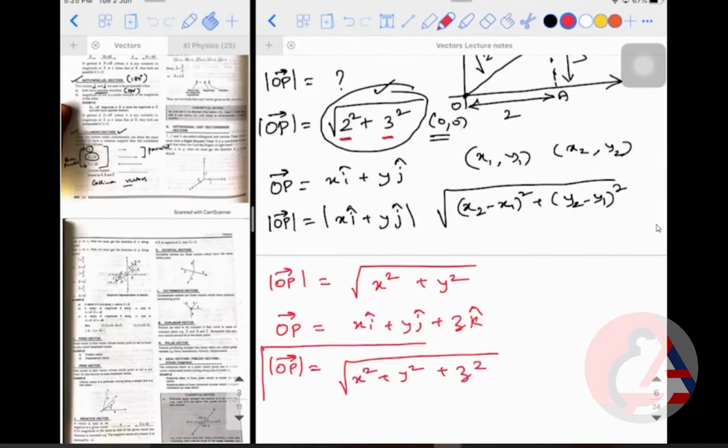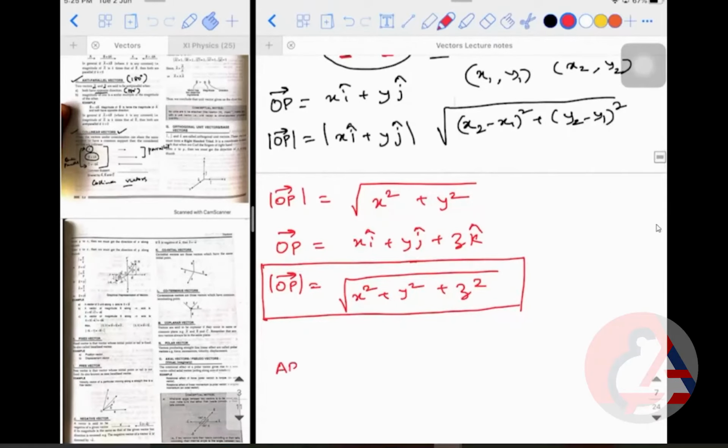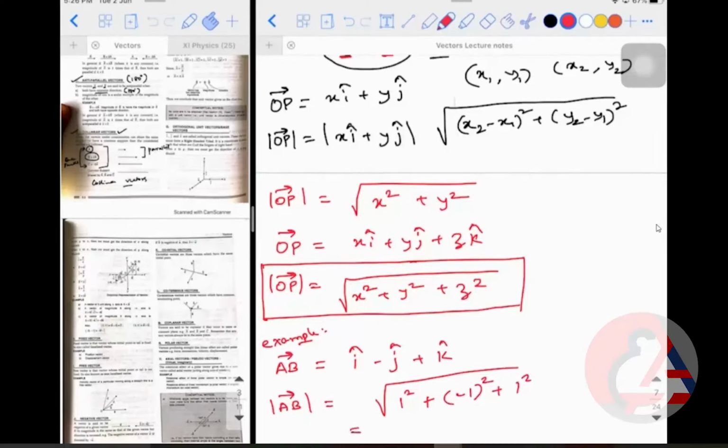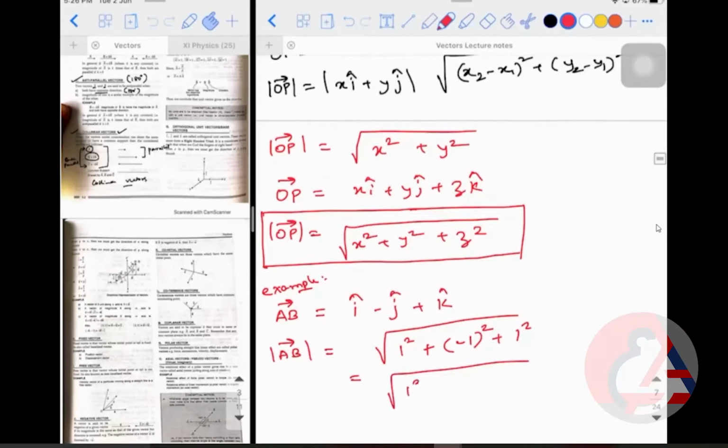This is going to be the formula for the magnitude of a vector when it is given in its standard form. So let's take an example. Let's say there is a vector AB vector as i cap minus j cap plus k cap. So what should I do? Magnitude of AB vector will be equal to root of, here what is the value of x? 1. 1 square plus minus 1 square plus 1 square. So this will be equal to square root of 1 square plus 1 square plus 1. So it is going to be square root of 3.